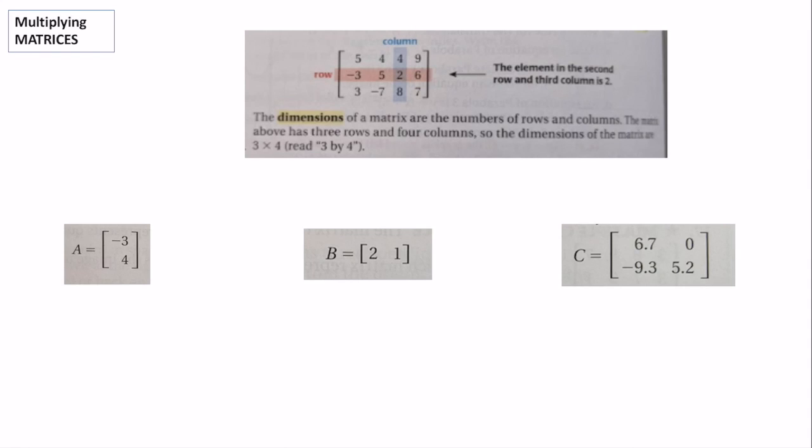In the last lesson, we introduced matrices, and today we're going to learn how to multiply matrices, talk a little bit about why that's important, and then we're going to move on to chapter 10.